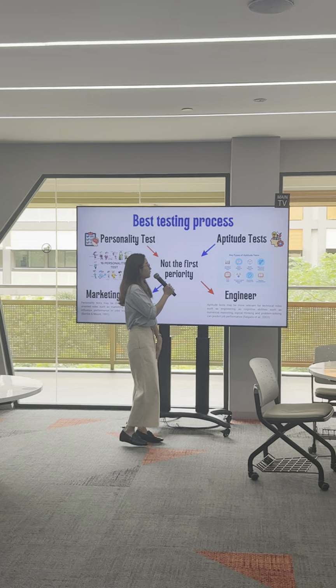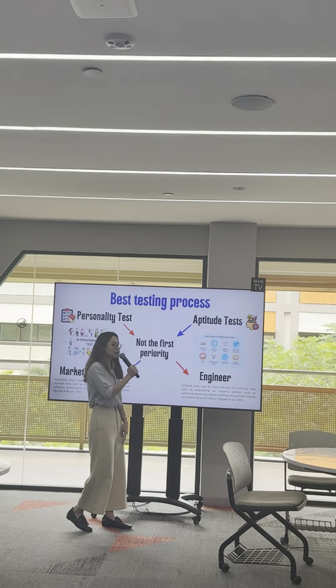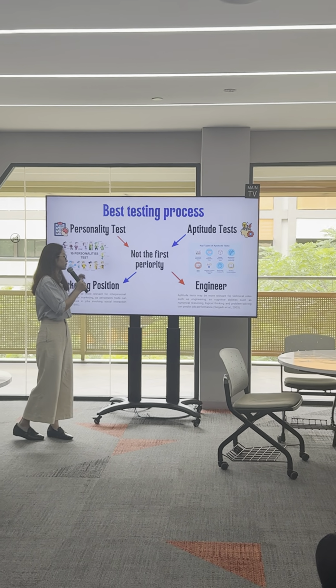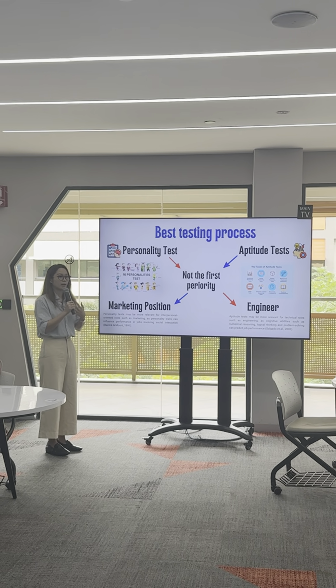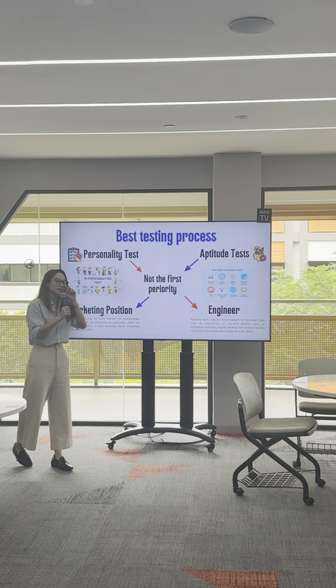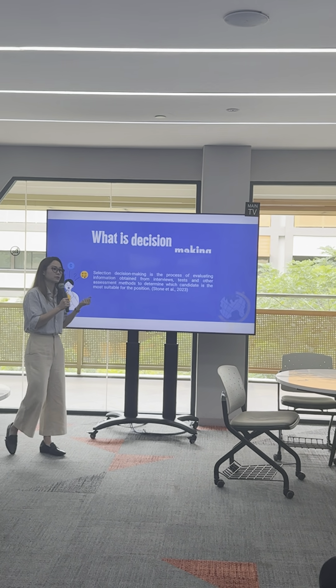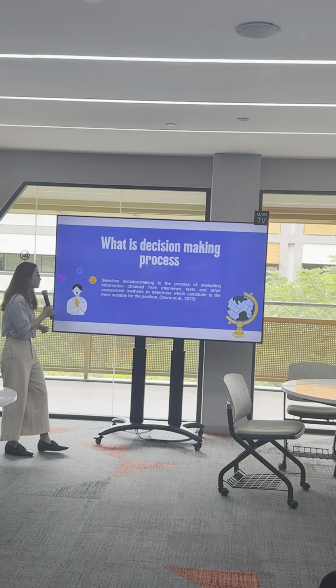There are a few types of aptitude tests, like the numerical reasoning test and the verbal reasoning test. This kind of test is used to test employees' logical thinking and problem-solving skills, in order for them to solve problems that happen in their daily routines. Okay, so after we have conducted the interview and completed the testing, it is time for us to do the final decision making.